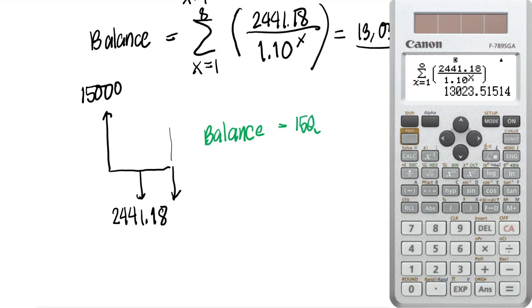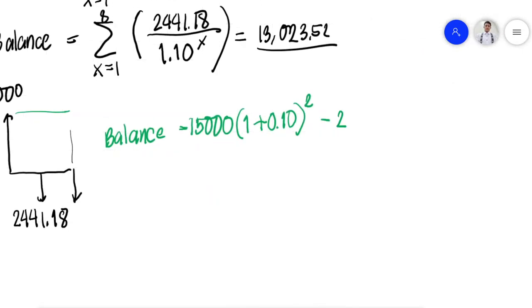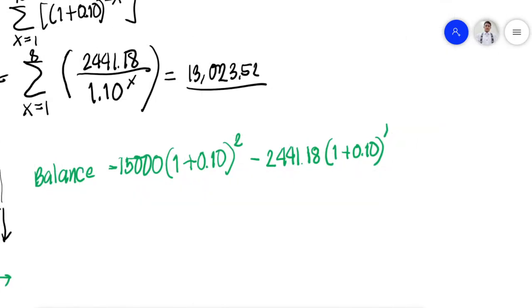15,000, then mag-multiply tayo ng 1 plus I, bale yung interest na ma-earn, na good for 2 years. 1 plus I raised to the power of 2. Okay? So, ito yon, parang future worth niya after 2 years. Then, mag-subtract tayo ng 2,441.18, then 1 plus I, okay, raised to 1. Bale, yan yung future worth ng first payment mo, no? Then, minus pa ng isang 2,441.18. Okay? Yan yung payment you made at the end of the second year.